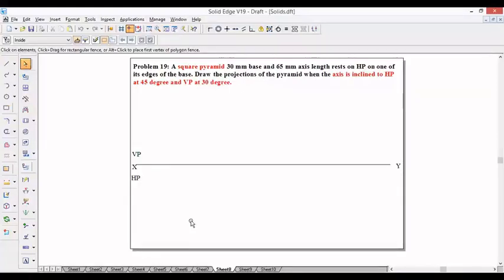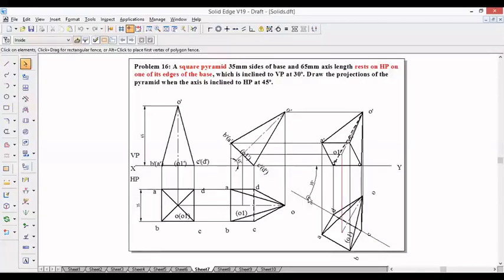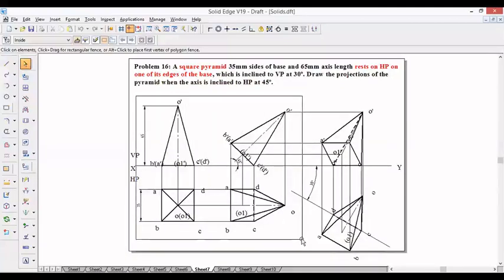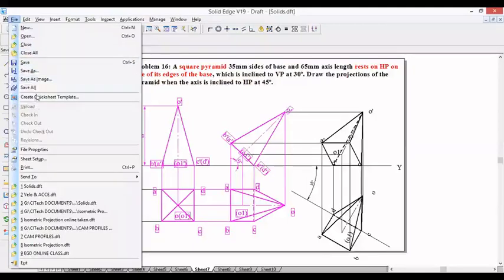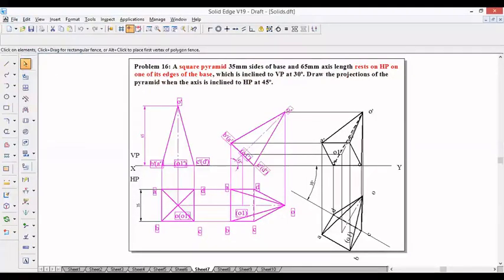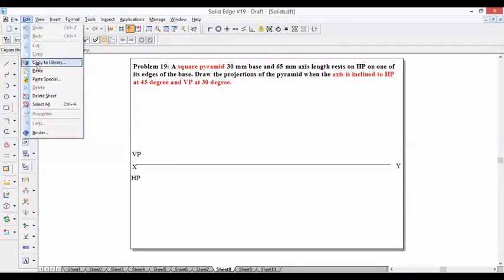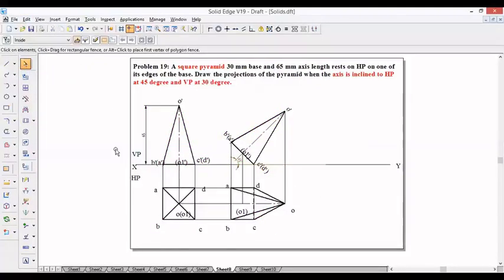So the first two positions are going to be the same, but here the axis is inclined to VP at 30 degrees. In the previous problem, the edge on which it was resting was inclined at an angle of 30 degrees. So I'll make use of the first two positions' data. First two positions are the same. Here, in the third position, the axis is going to be inclined at an angle of 30 degrees. The axis is already inclined to HP at an angle of 45 degrees.